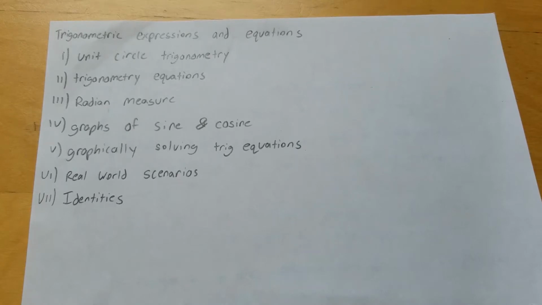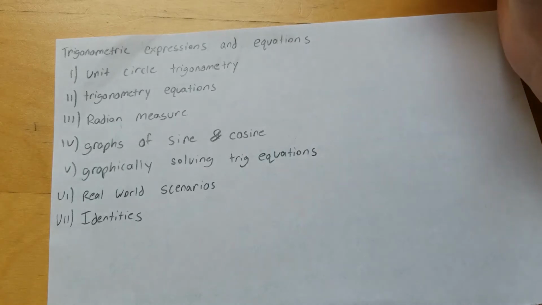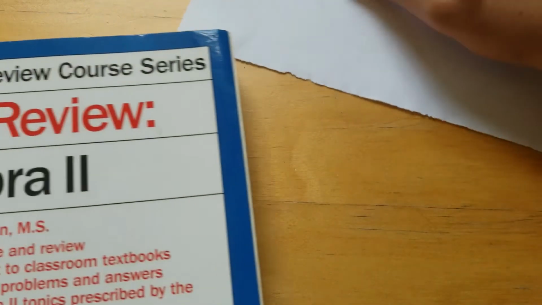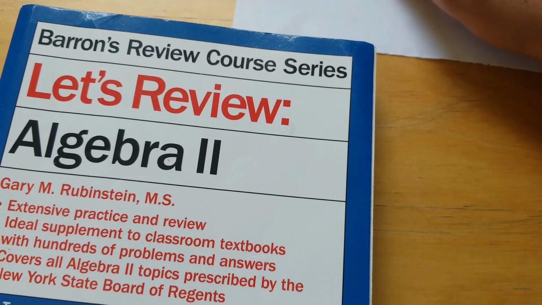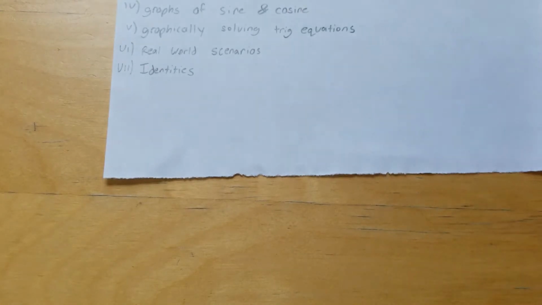And today we'll be learning trigonometric expressions and equations. And if you're wondering what book I use to help you guys study, it's just this Let's Review Algebra 2 for the New York State Regents exams. These are pretty good. And so, well, let's start off.